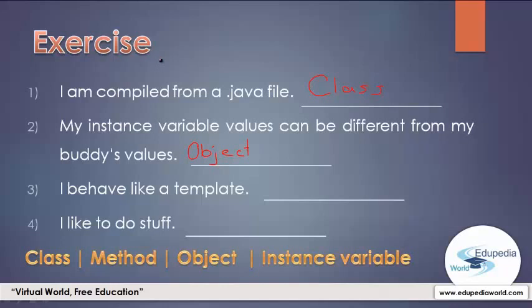The third question, I behave like a template. If we consider the Button class as a factory, we can create many buttons using that factory. So this class is like a template. We say a class is a blueprint. So this statement is talking about class.